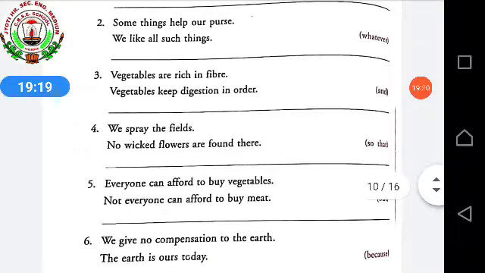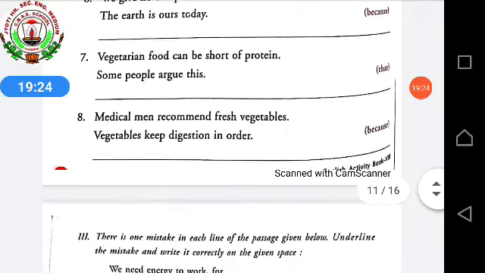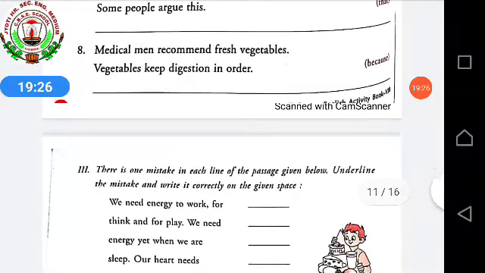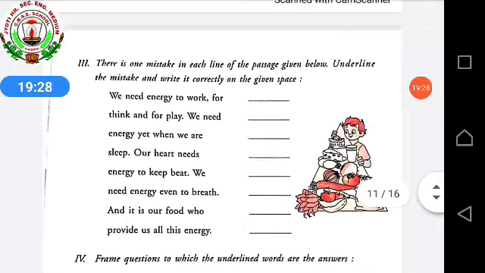In this way only you have to solve the 4th one, 5th, 6th, 7th, 8th one. Okay? Now the third question. There is one mistake in each line of the passage given below. Underline the mistake and write it correctly in the given space. This also we are doing from class 6th.